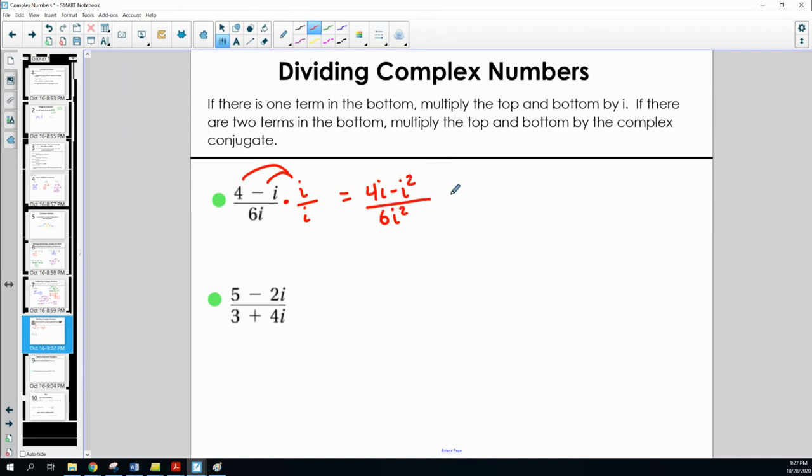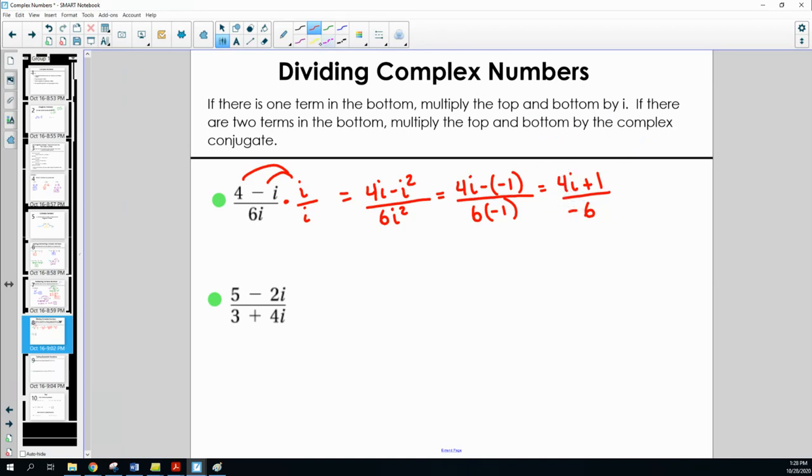We have our i squareds, but we need to replace those. So I have this 4i, and I'm going to subtract i squared, so that's going to become negative 1. On the bottom, I'm going to do 6 times, instead of i squared, replace that with negative 1. So we end up getting 4i plus 1, because we have that minus a negative, and on the bottom, we have negative 6.